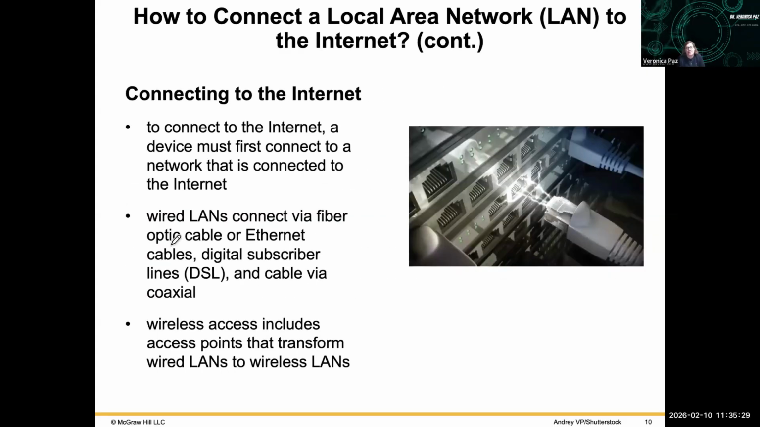So how do we connect to the internet? Well, obviously you need to be connected to a network, then you can connect to the internet. You might also want to be connected to your local area networks. That could be via fiber optic or cables or a digital subscriber line or coaxial, or you could do it wirelessly sometimes through local area networks. So the idea is, this is all the mechanics behind how we connect to the internet.